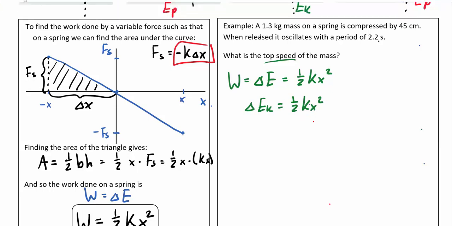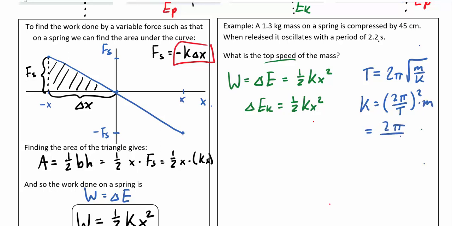However, we don't know the k value, but we remember from last time that the period of a mass on a spring is 2 pi times the square root of m divided by k. Solving this equation for k is going to equal (2 pi over T) squared times m. And so substituting in our values, (2 pi divided by 2.2) squared times 1.3 gives us a spring constant of 10.6 newtons per meter.